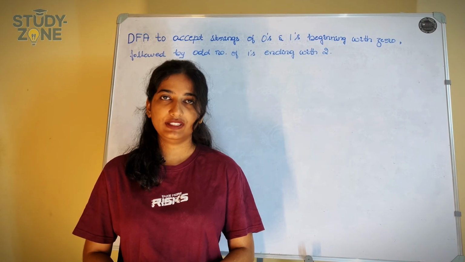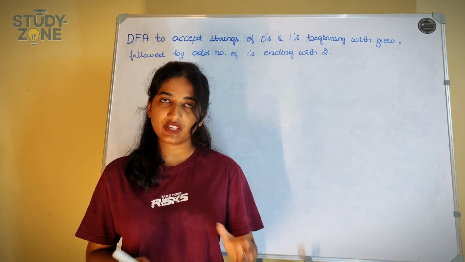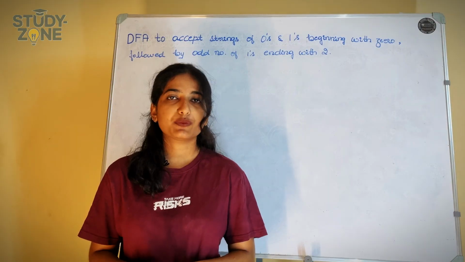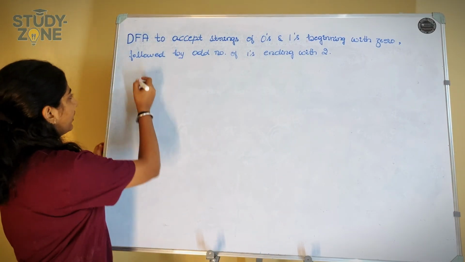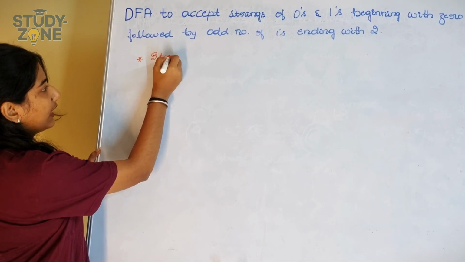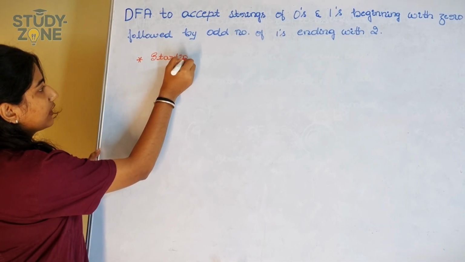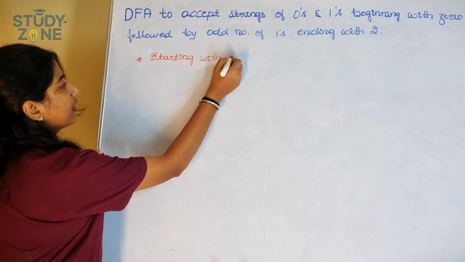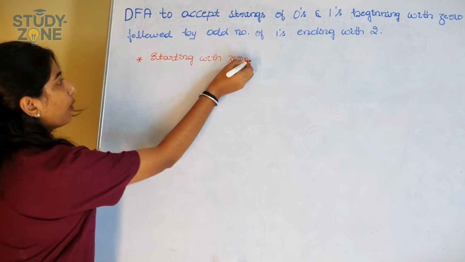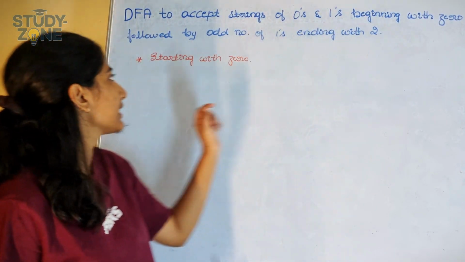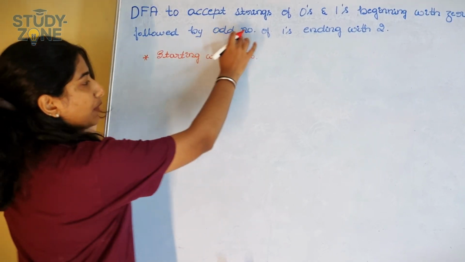Today we are going to learn about a DFA to accept strings of zeros and ones having certain rules, which means there are two rules in this problem. First is starting with 0. So the problem is DFA to accept zeros and ones beginning with 0 followed by odd number of ones and ending with 2.